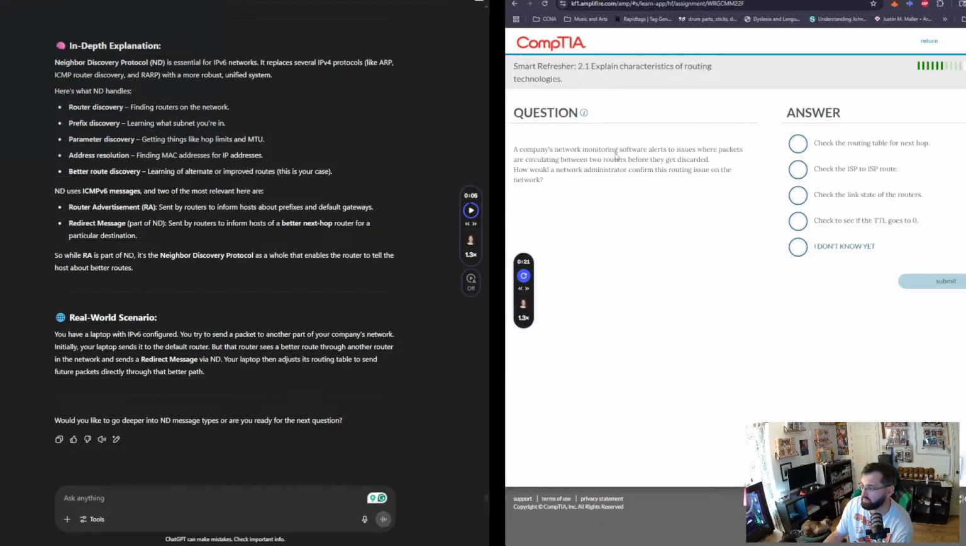Okay, a company's monitoring software alerts to issues where packets are circulating between two routers before they get discarded. How would the administrator confirm this routing issue? I would say they would ping it and look at the time to live. Yeah. I don't know why I overthought that question so hard.